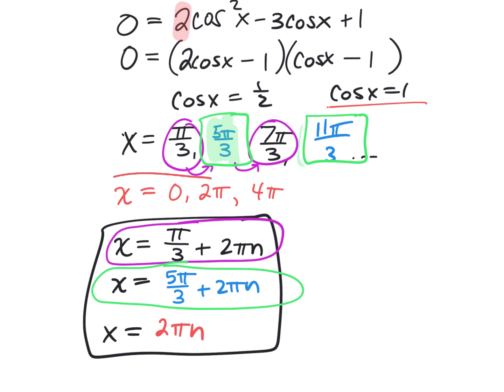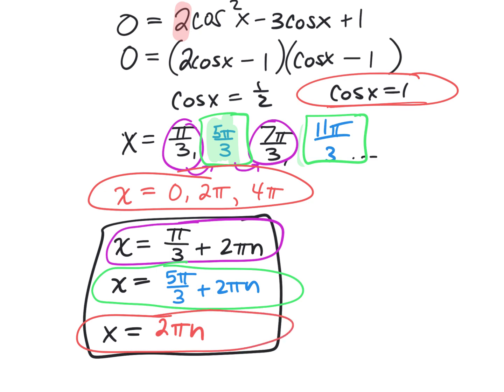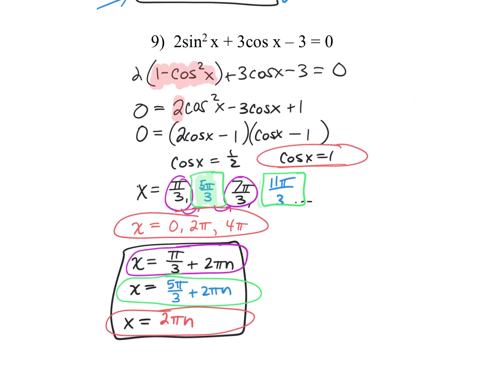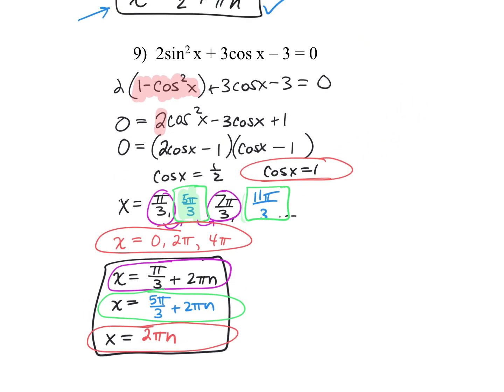And then finally, we also have this third set of solutions coming from cosine x equals 1. There, our solutions are 0, 2 pi, 4 pi. They are represented by a third set of numbers represented by 2 pi n. Realizing I may not have mentioned this earlier, that n is representing any integer value. n is an integer.